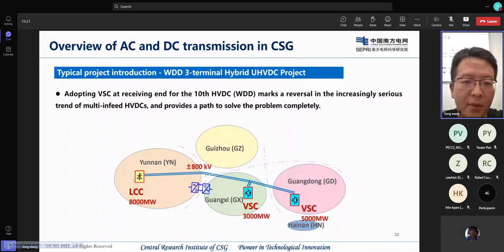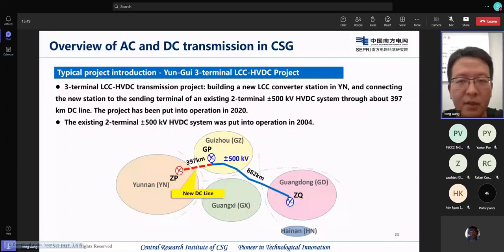The next typical project I want to talk about is called the Yunnan and Guizhou multi-terminal HVDC. This project is interesting because the blue line is an existing HVDC project that was put into operation in about 2004. So 20 years later, we want to upgrade it.